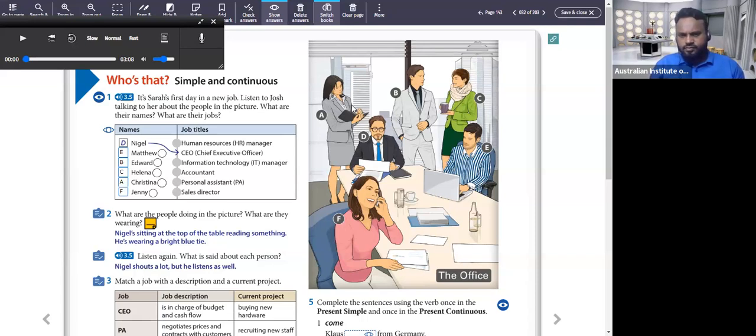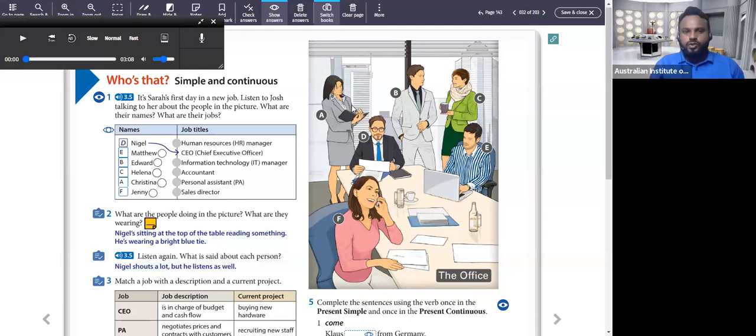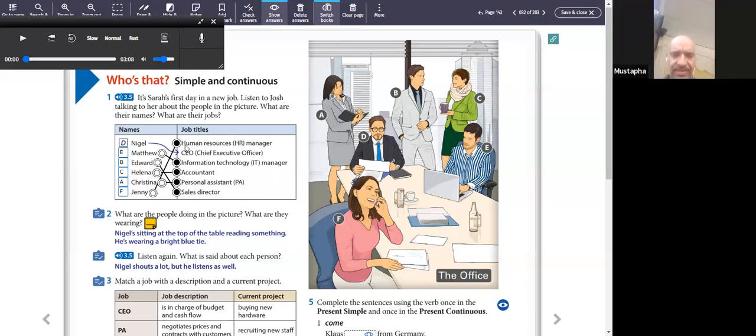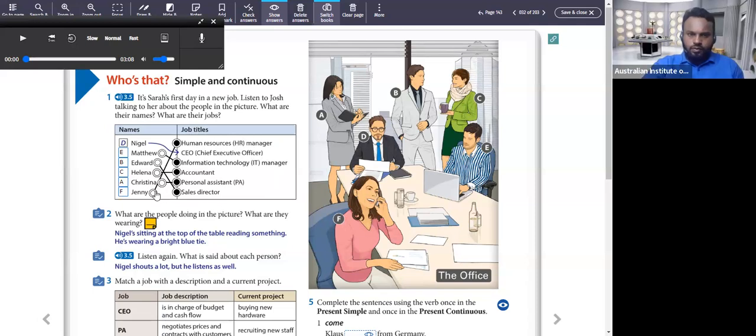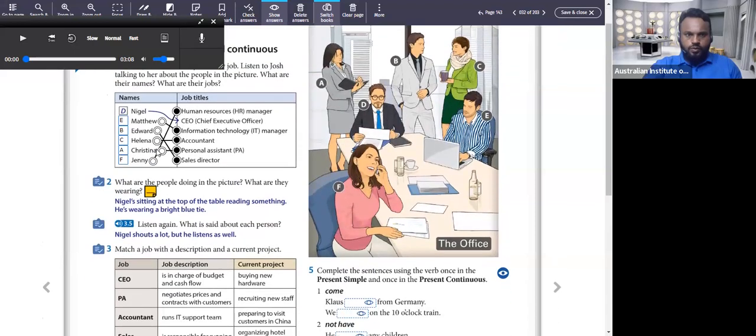What is she doing? Jenny, human resource manager, HR, and that's what she's maybe talking about, looking at the reports and all those things. Okay, beautiful. We'll match it from here. That's right. So Jenny is a human resource HR manager, and Christina is a personal assistant, Edward is sales director, Matthew is information technology IT manager, and that's him. Okay, beautiful. So that's all for this one, and we'll do the next one.